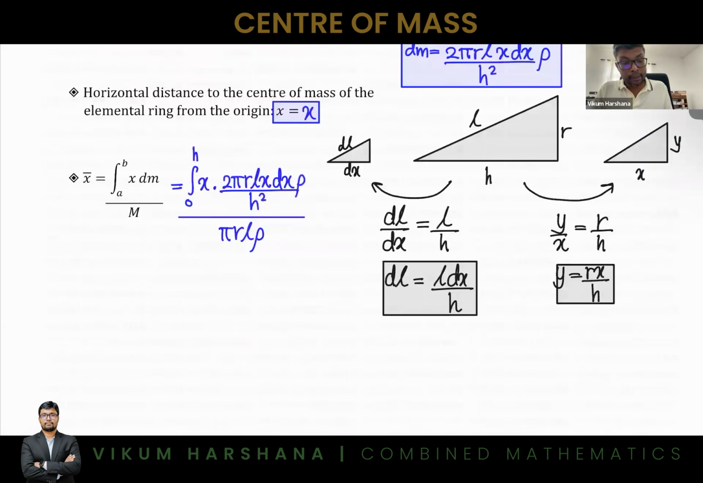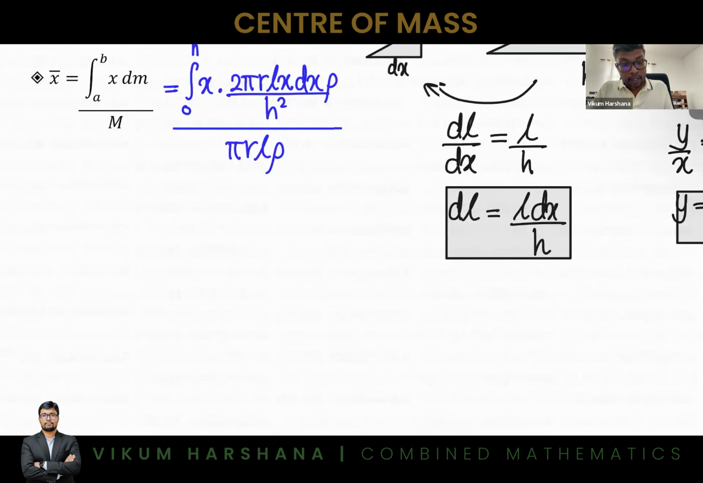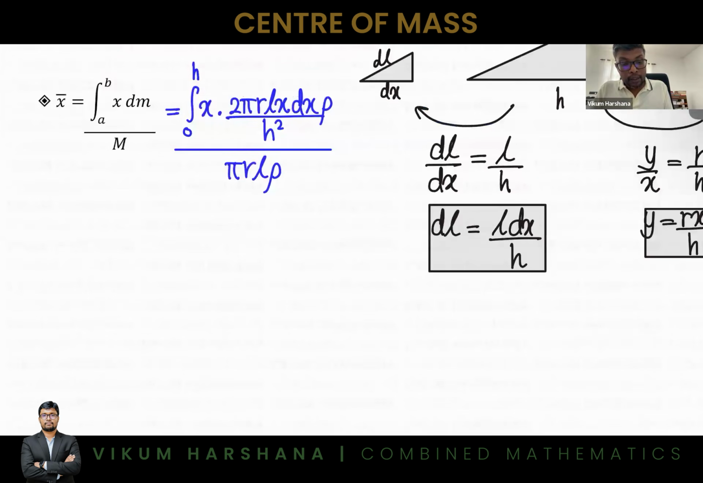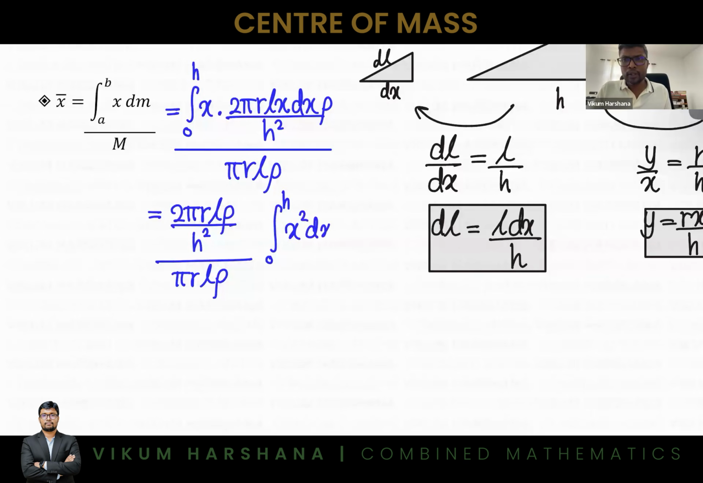Okay, now let's do the integration part. Let's take all the constants out. 2 out, pi out, r out, L out, rho out, divided by h squared out, and pi r L rho is already there. So what is the integration part? Integration part is just x dx. Okay, x squared dx. I told you the integration is not the hardest part here, right?